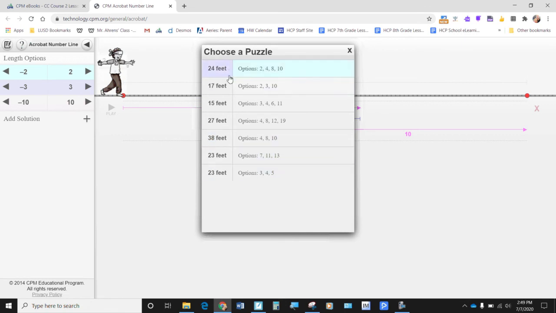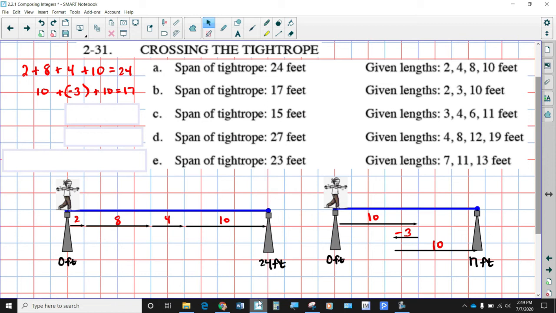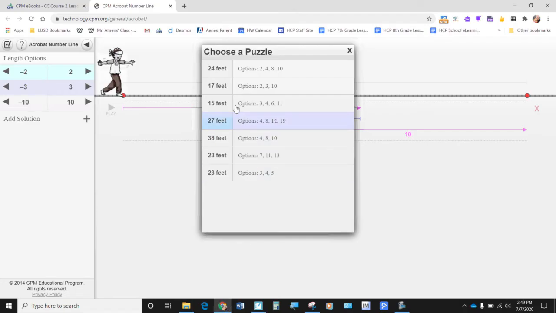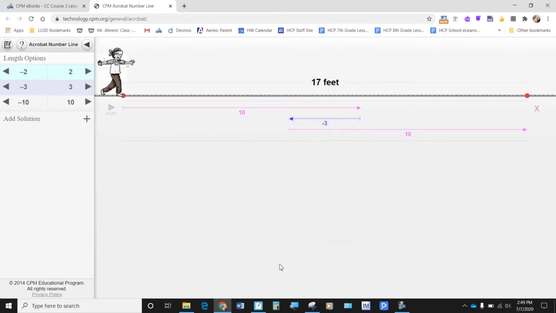I don't think all of these are here, are they? 24, 17, 15, 27, 23. Yeah, some of the 38 is there for some reason, but you can play with it. And then looks like this one is a 23 as well as that one, but you got some different lengths to work with. So play around with it, have fun. Okay.